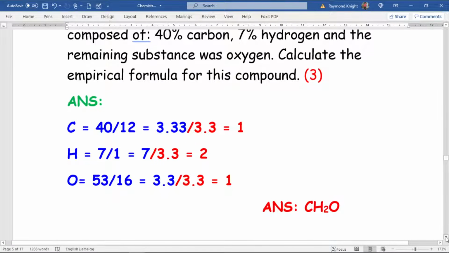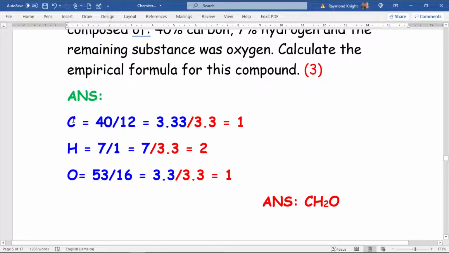For carbon, which is 40%, you're going to say 40 over 12. Assume that there's 100 grams of the substance. So 40 divided by 12 gives you 3.33. Then hydrogen is 7%, divided by 1, gives you 7. And then oxygen, which is 53%, divided by 16 gives you 3.3.